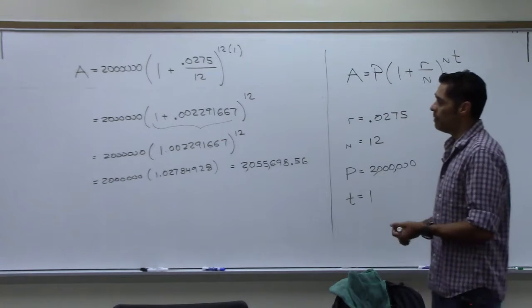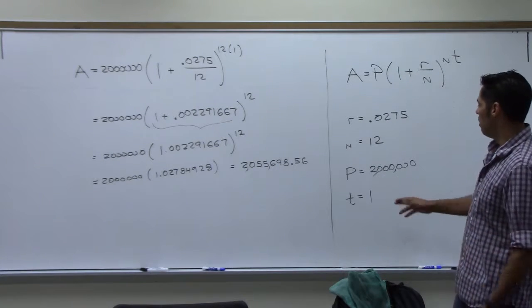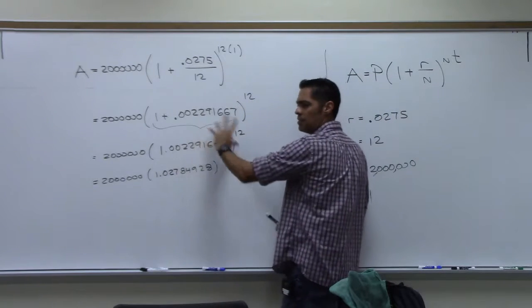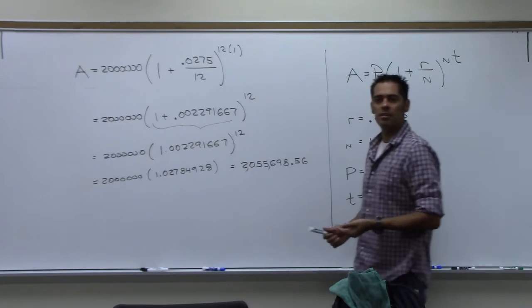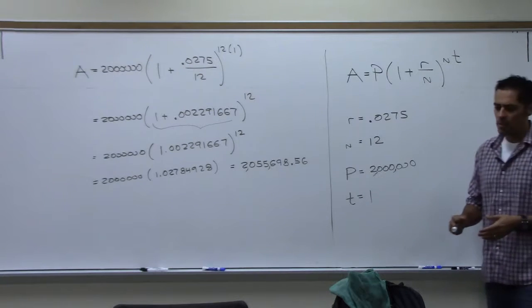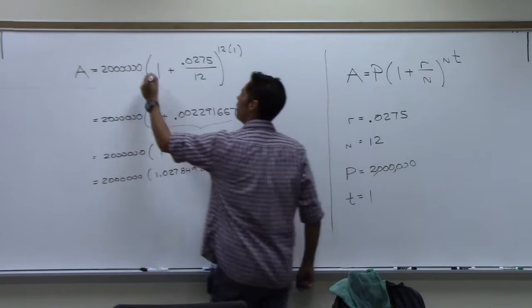So what would happen to answer that question? What if you didn't touch it for 2 years? Then all we would do is change t to 2, which would change this to a 24. Everything else is the same, and we'd figure out how much is there in 2 years. Make sense?